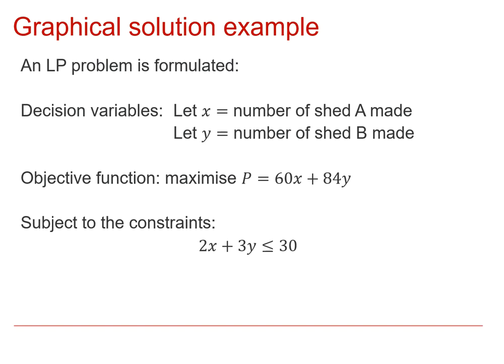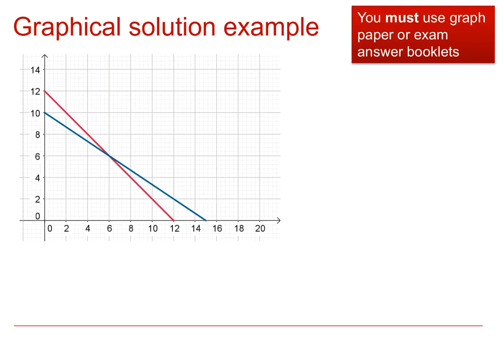So the constraints which have been formulated are these: 2x plus 3y is less than or equal to 30, 5x plus 5y is less than or equal to 60. And remember, there are always these natural constraints, meaning that the variables can't be negative. So now that we have those constraints written down, we can then plot them.